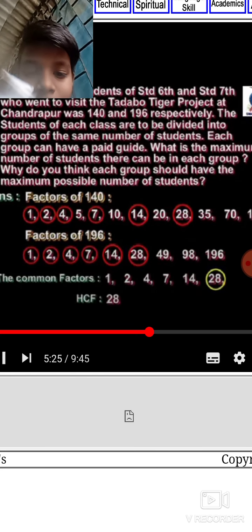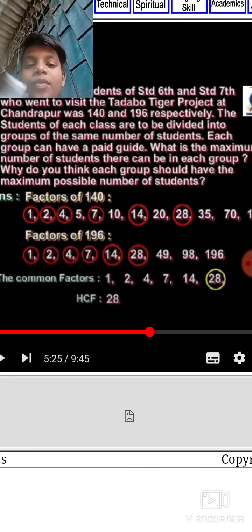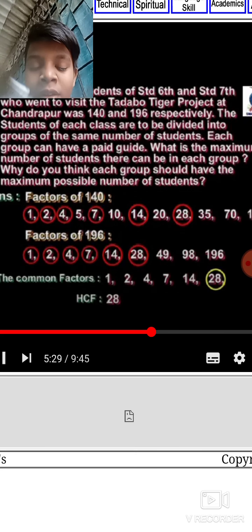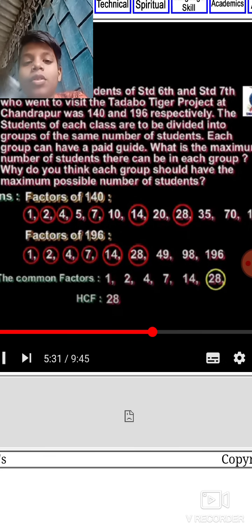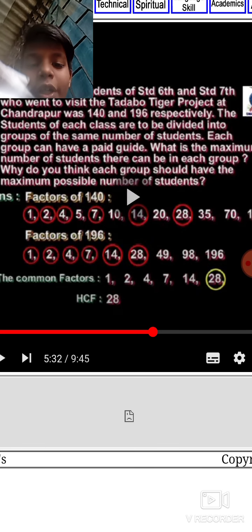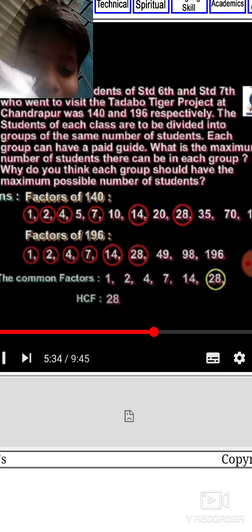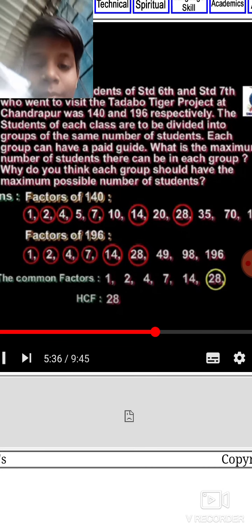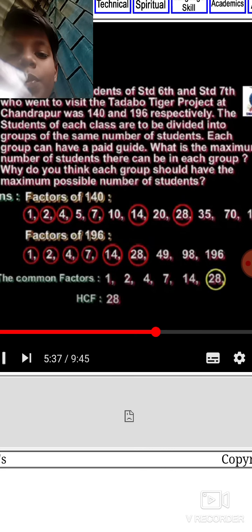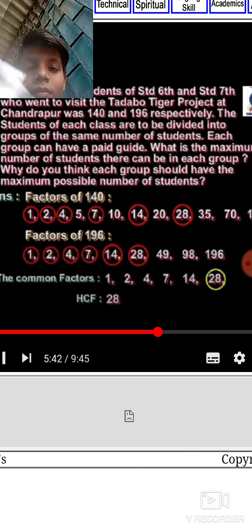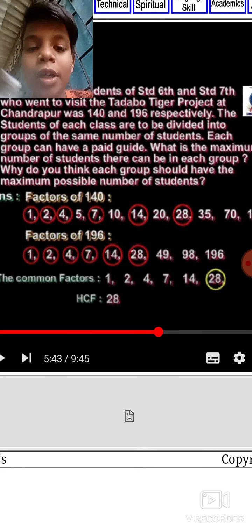So HCF is 28. So the maximum number of students in each group is 28. As the guide is paid, we should have the maximum possible number of students in each group so that the number of groups will be less.